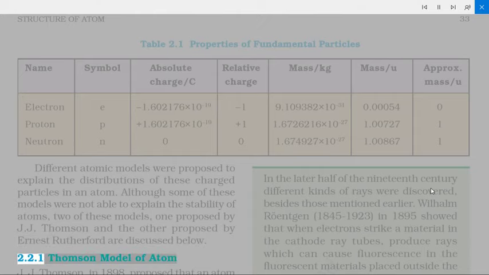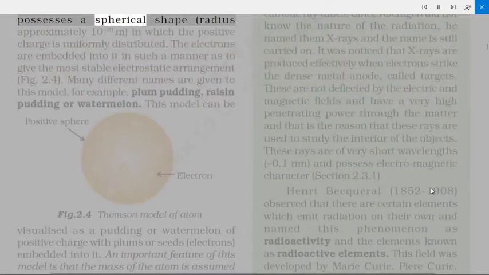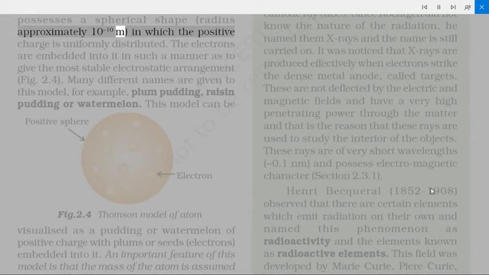Thomson model of atom. J.J. Thomson, in 1898, proposed that an atom possesses a spherical shape, radius approximately 10^-10 m, in which the positive charge is uniformly distributed. The electrons are embedded into it in such a manner as to give the most stable electrostatic arrangement, Fig. 2.4. Many different names are given to this model, for example, plum pudding, raisin pudding or watermelon.